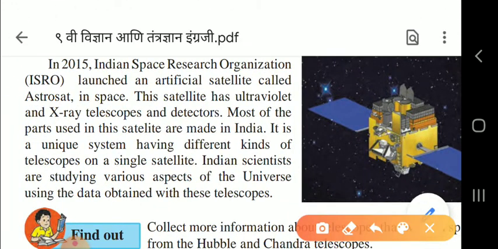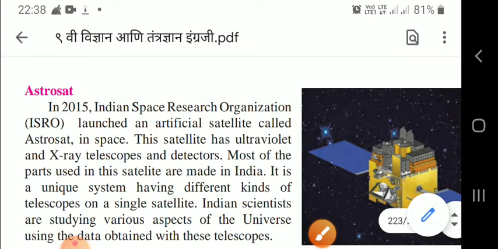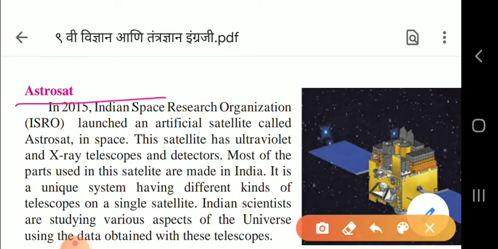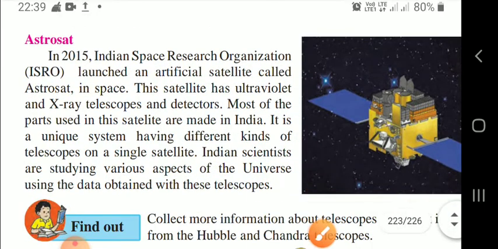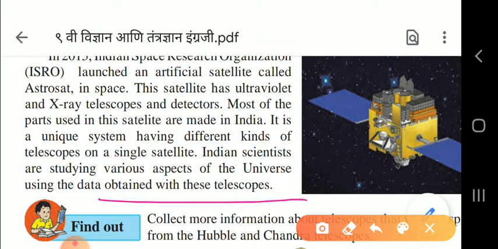Children, here we'll see one more topic, that is called AstroSat. In 2015, the Indian Space Research Organization, ISRO, launched an artificial satellite called AstroSat in space, and this satellite has ultraviolet and X-ray telescope detectors. Most of the parts used in the satellite are made in India only. So it is a unique system which has different kinds of telescopes on a single satellite. Indian scientists are also studying the various aspects of the universe using the data obtained from the telescope.